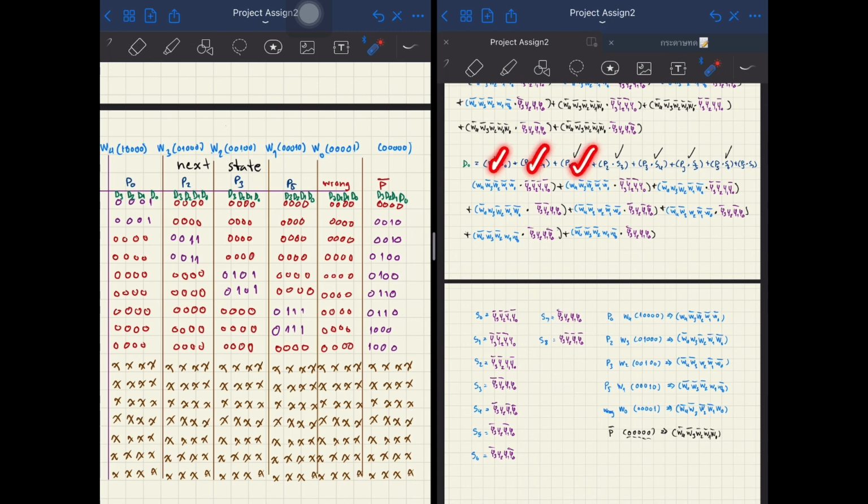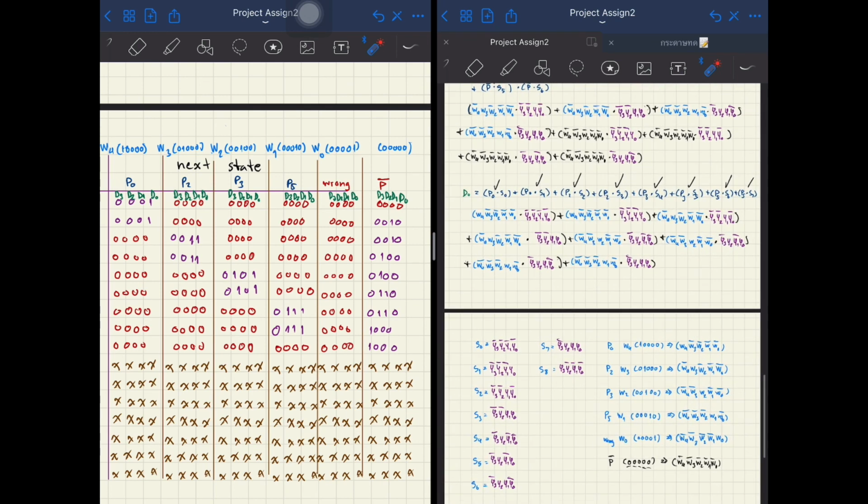1 2 3 4 5 6 7 8. Okay, it must have 8 terms. 1 2 3 4 5 6 7 and 8. Okay, then we got the equation of D0, this whole thing.